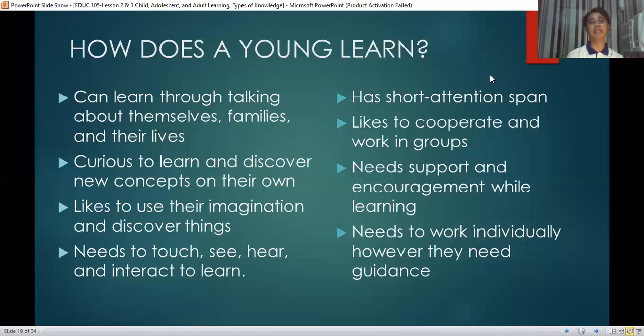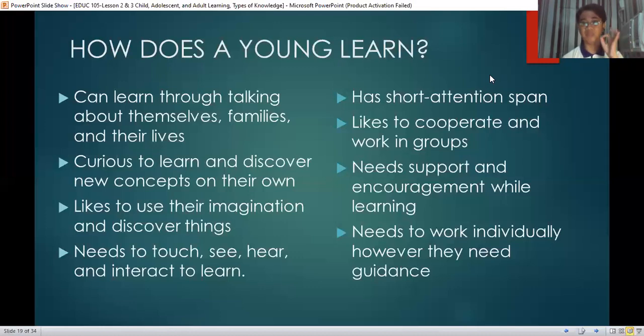Again, curious to learn and discover new concepts on their own. Kaya maraming tanong dito. Lahat tinatanong, even those topics which are not related to the lesson. Pati nga yung suot ng teacher, yung lipstick na ginamit ni ma'am, okay, yung buhok ni ma'am, yung damit ni ma'am, bag ni ma'am, tatanong nila lahat yan. Okay? And straightforward ang mga batang yan. They are very straightforward. They are very frank. They really speak their minds.